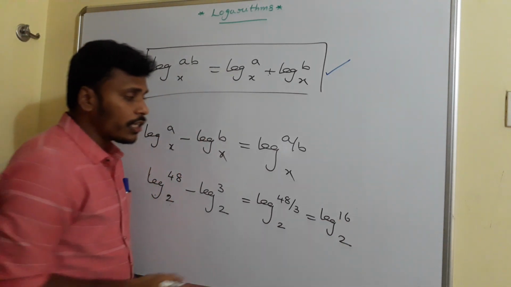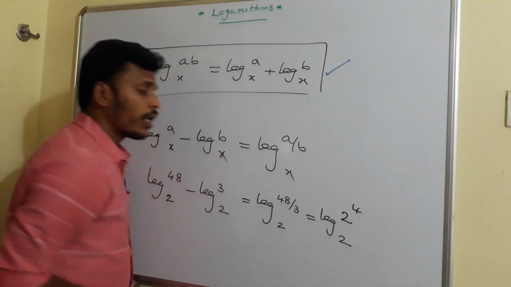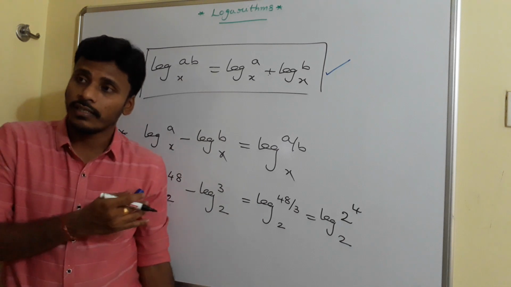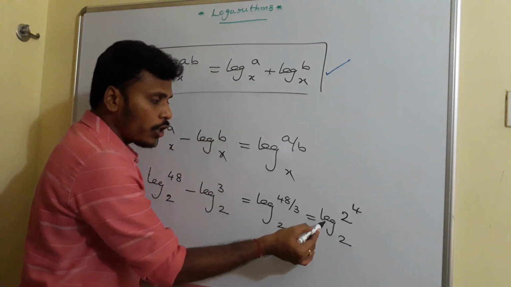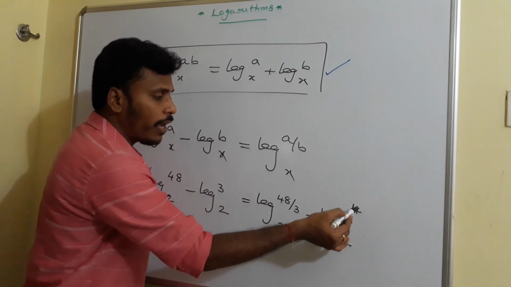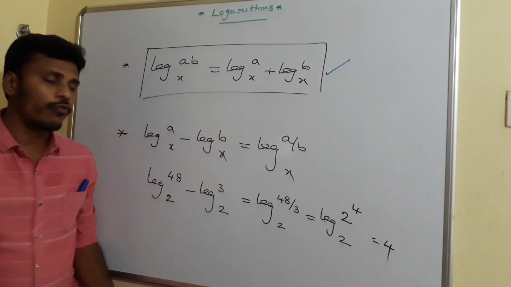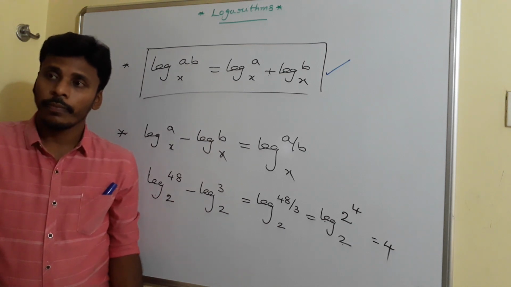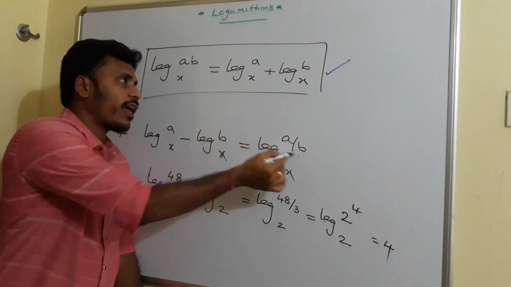Since you have a chance to write that 16 as 2 power 4, on simplification, by that law, logarithm of a power x base a is equal to x, and that is equal to 4. Okay. See, so if plus sign, you have to write it like a into b.